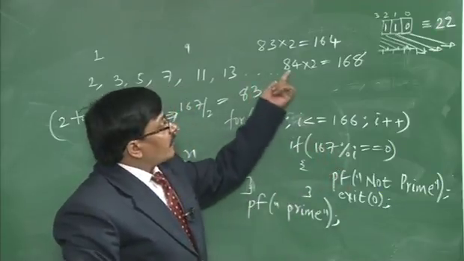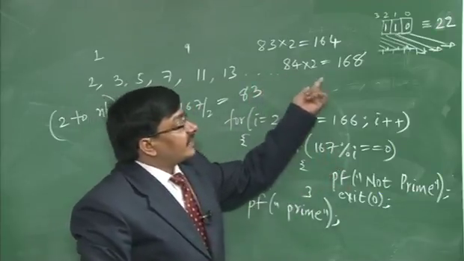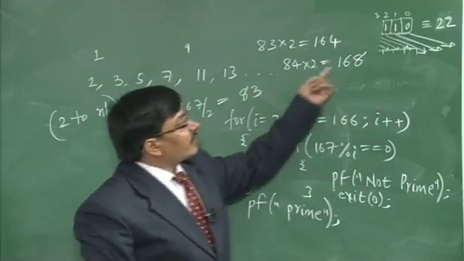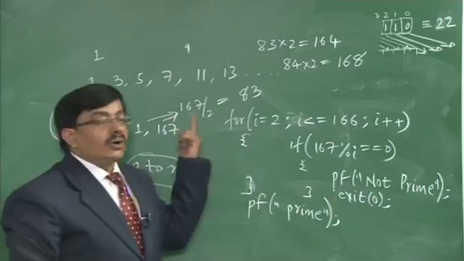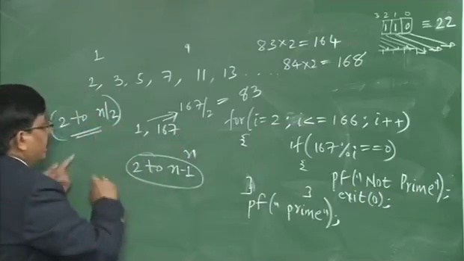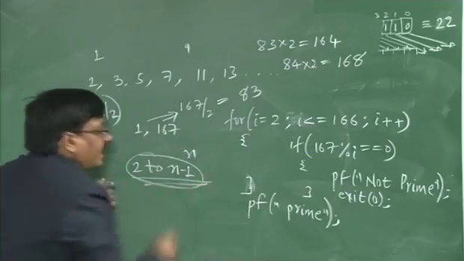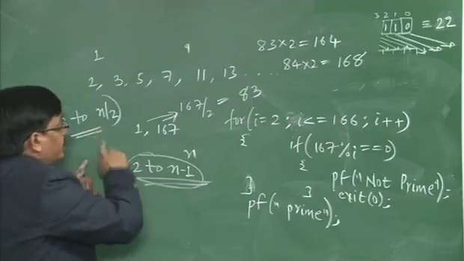I no need to go for the case where I is 84, 85, 86. The reason is 84 times 2 is 168, so there is no way it can divide 167. We can go only up to n by 2, it is not mandatory that I should go up to n minus 1. This is the better logic compared to the previous one.